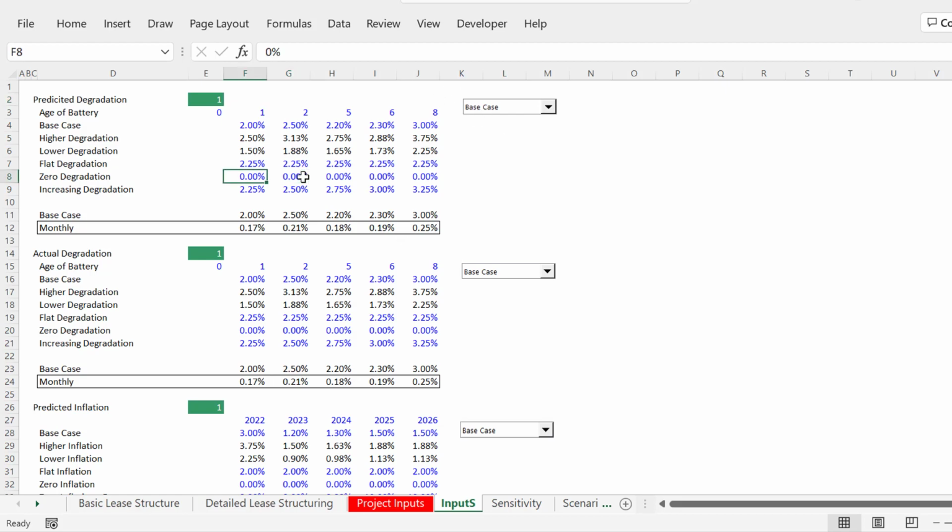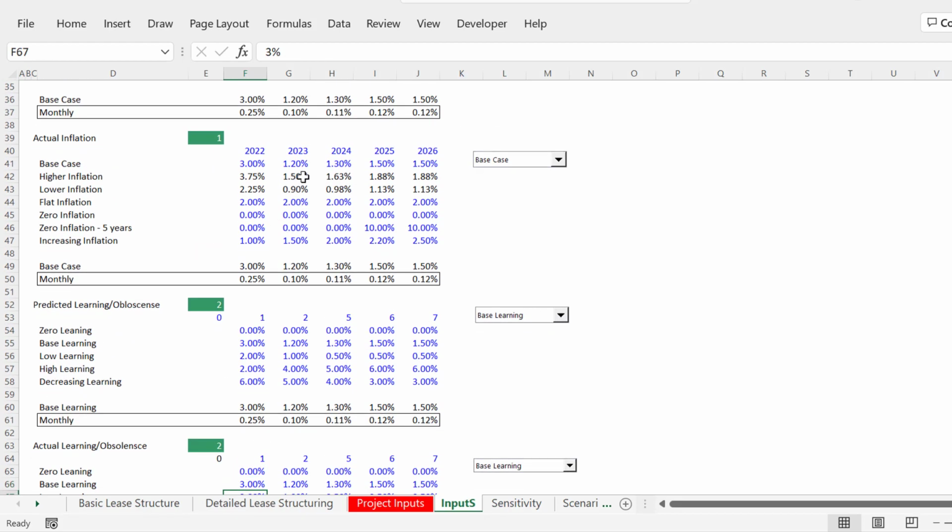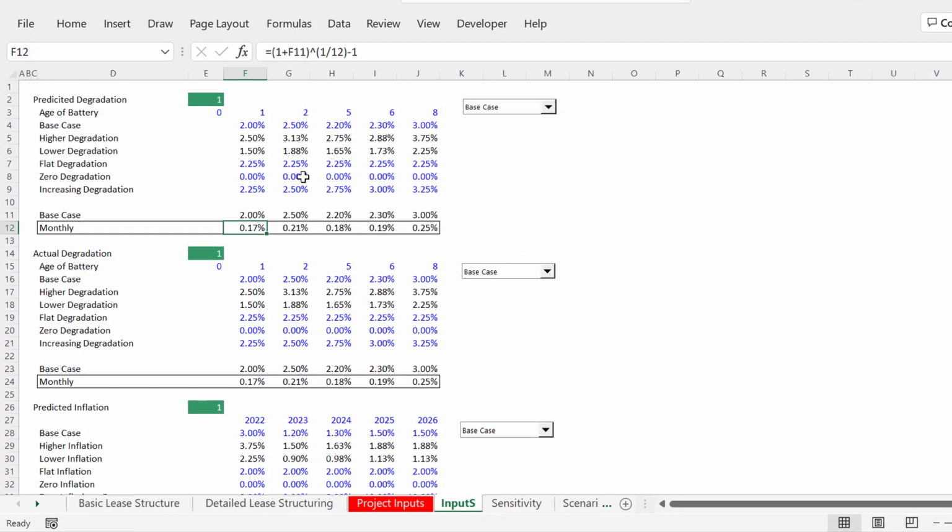We have to predict the degradation, predict the inflation, predict the obsolescence and the learning, and we know all of our predictions are going to be wrong, and that's where the risk comes in. The risk can come in terms of the way we structure the lease, because we could have a lease that is a price per kilowatt hour. We could have a lease that has inflation built in. We could have a lease that's just a flat payment without inflation. We're going to work through at least four of the different lease payments.